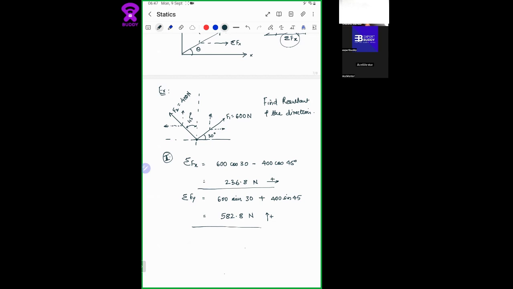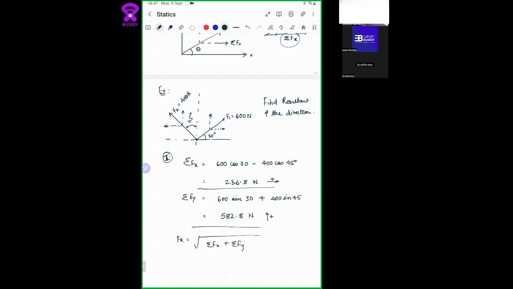So what is the resultant force? The resultant force magnitude squared is the Fx squared plus Fy squared. It's the same cosine formula if you see, but the cosine of 90 has become 0. That's why you don't get the cosine part here. I hope you follow it.